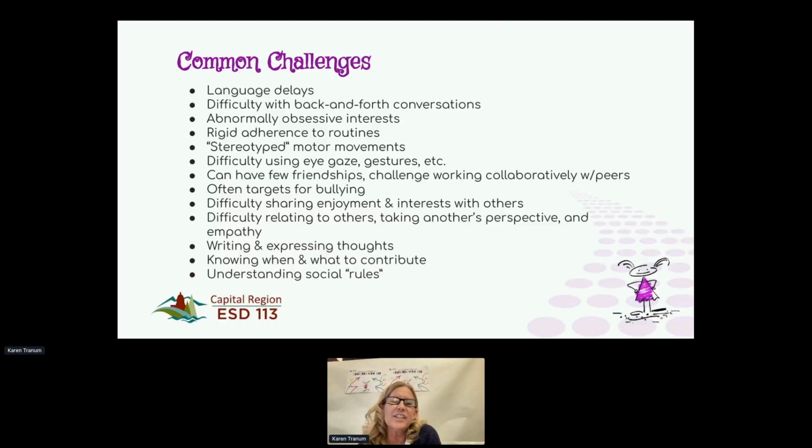The rigid adherence to routines is very, very profound. Stereotypical motor movements often are called stemming. This can be pacing, this can be snapping, clapping. There's a lot of things that are stereotyped movements that a lot of students on the spectrum, a lot of people on the spectrum, have. Difficulty using eye gaze, gestures, etc.